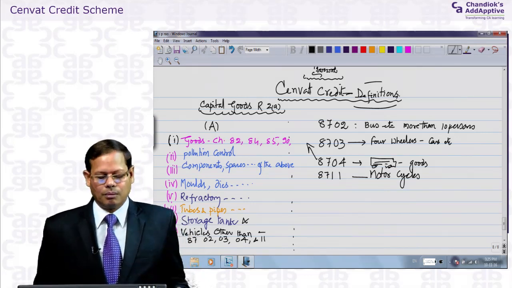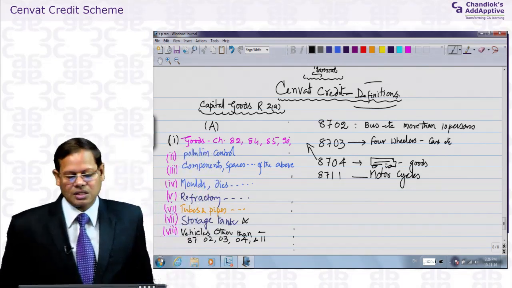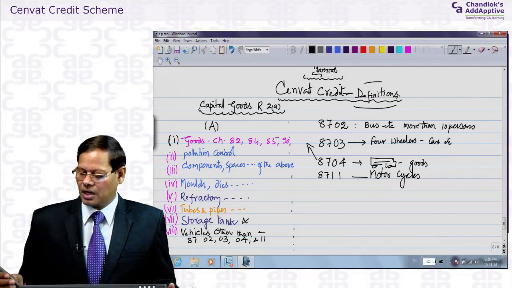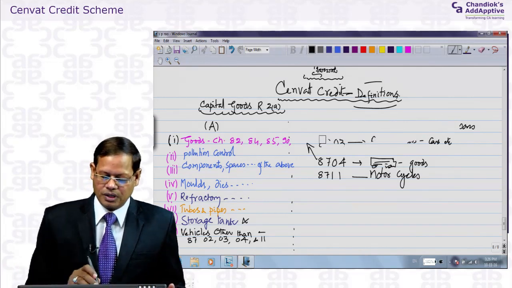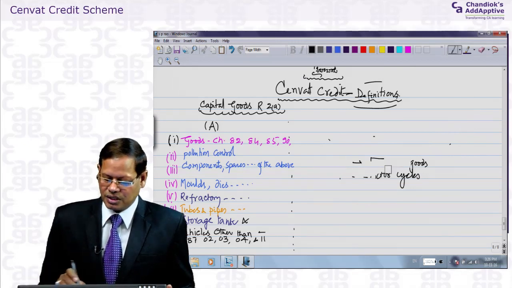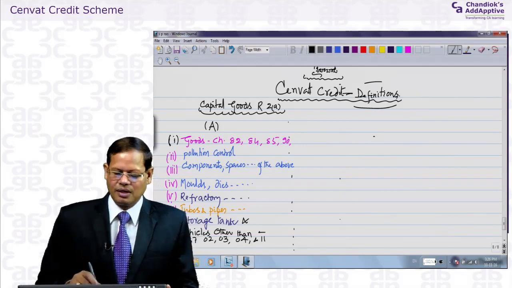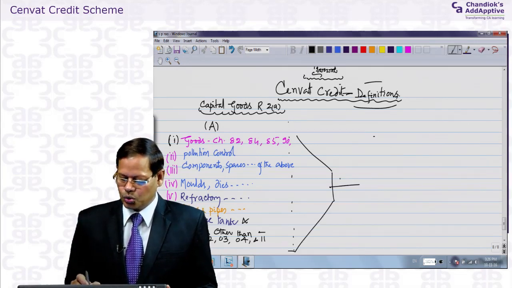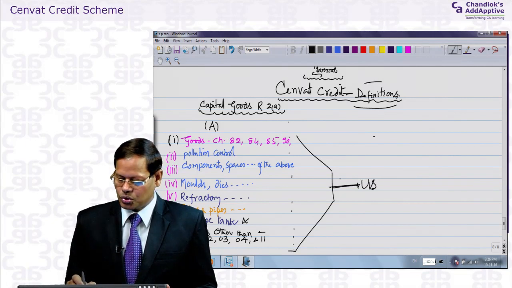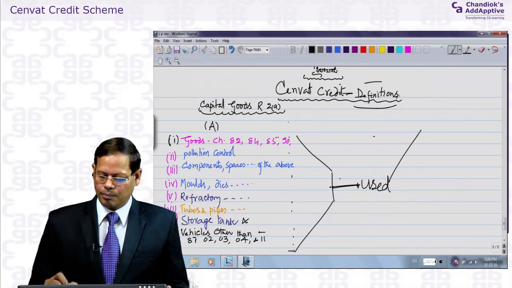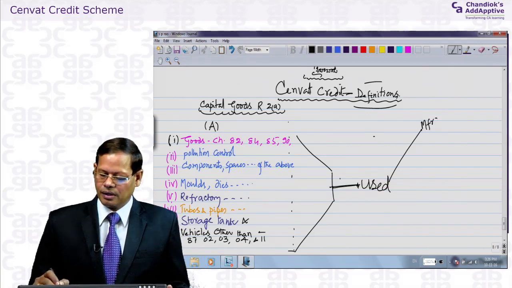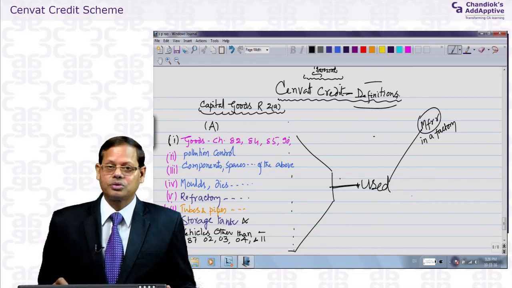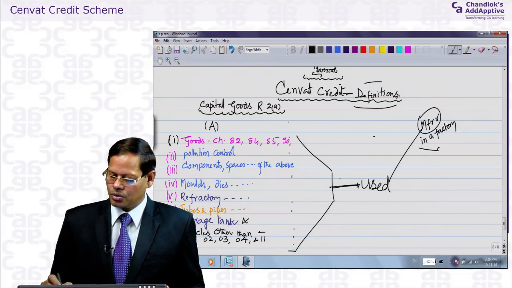So this part A, which is talking about capital goods, is relating to all manufacturers and service providers. There is no qualification here, and the qualification is coming now. What is it that it is talking about? So these are the goods, they have given a list, but the important thing is under the CENVAT credit scheme, use is the base. Very important thing is goods used by a manufacturer in a factory, or used outside the factory.